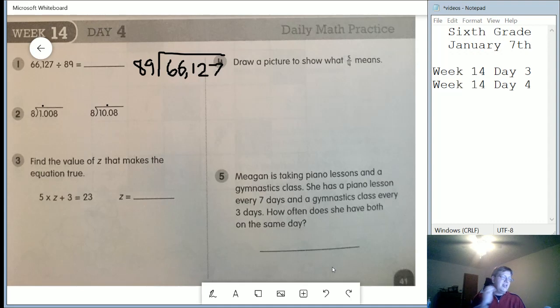Number 5, we need to figure out what our common multiples are. And so we need to figure out common multiples for 3 and 7 to find the answer to that. So if you make a list of your multiples of 3, make a list of your multiples of 7, see which ones of those numbers overlap, and that will help you figure out the answer to number 5.